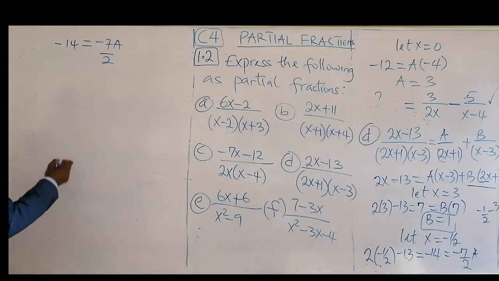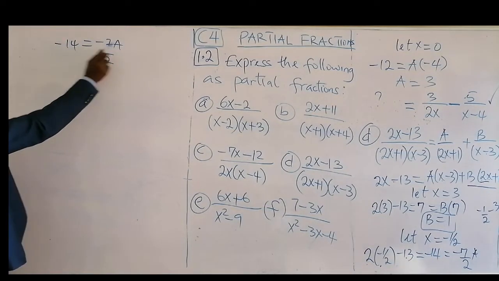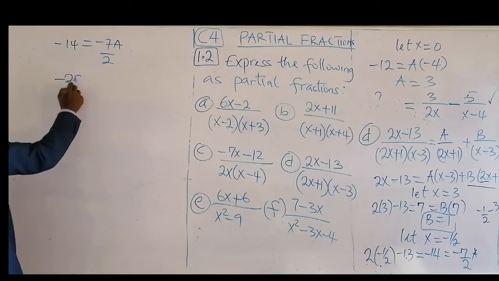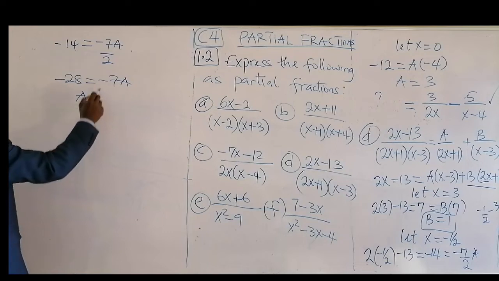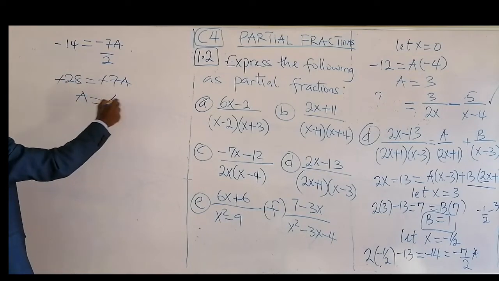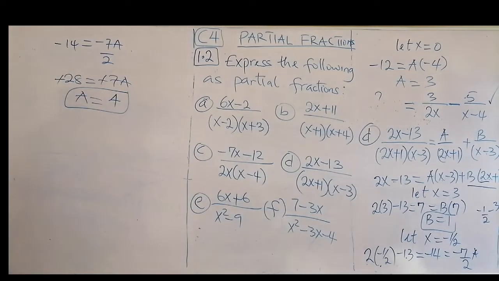So you can cross multiply. So this will be this one times 2, this place times 2. So that will be minus 28 equal to minus 7a. So a is what? A is minus, we cancel. So we have a is 4. A is 4 for that place.